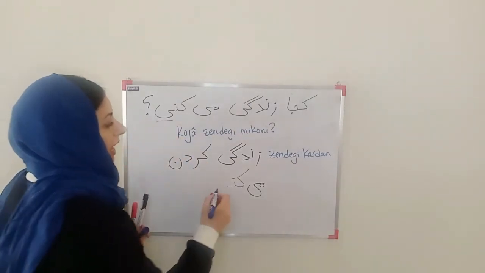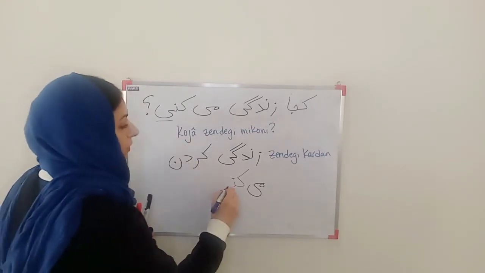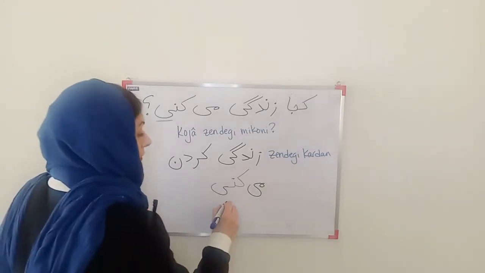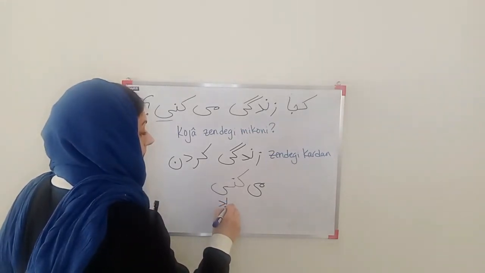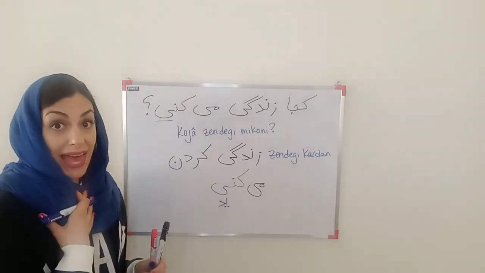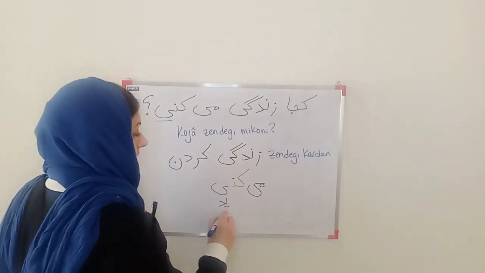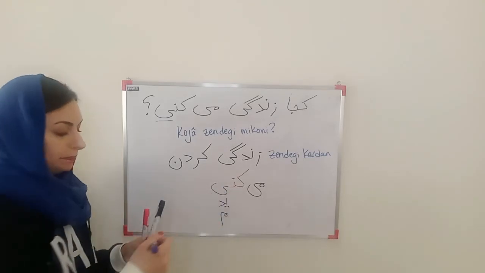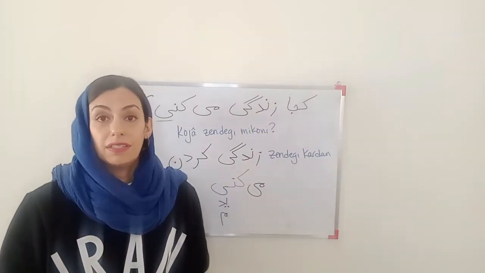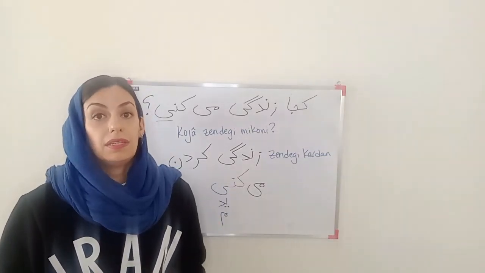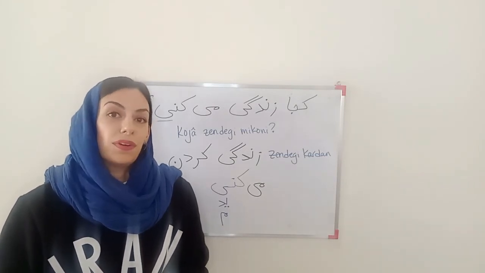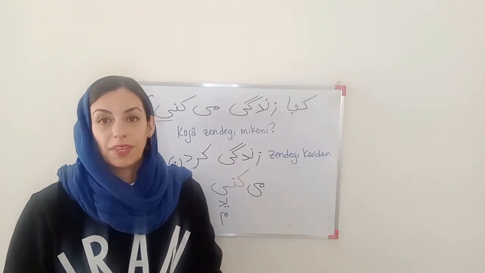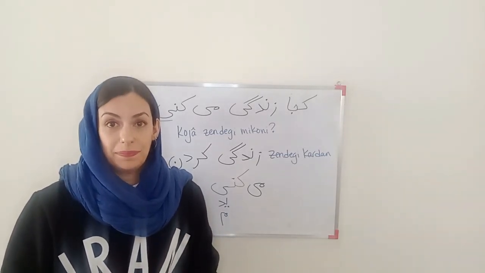In this case, we have, for the informal you, e. Of course, if we're using the formal you, it would be id. If we were, say, for man, I, it would be mikonam, mikonid, mikoni. For instance, man Iran zendegi mikonam, or man Shiraz zendegi mikonam. To koja zendegi mikoni?